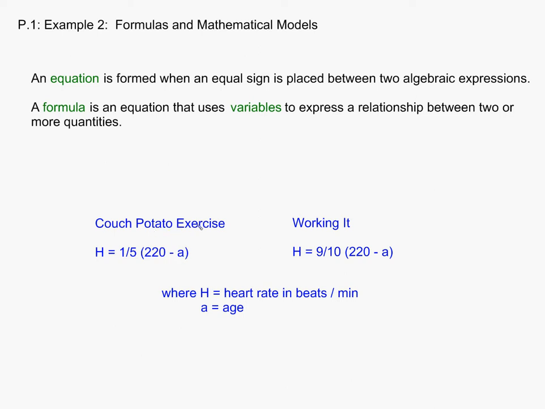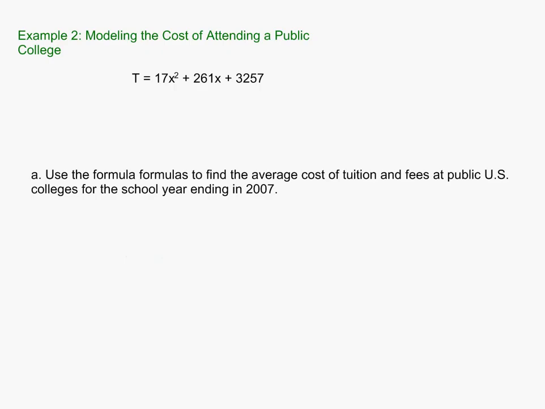So the formula looks at finding the heart rate based on someone's age. And in the couch potato exercise, you can see that the heart beats are working at only 1/5 of the age, and in working it, you're at 9/10 of your heartbeat for 220 minus your age. So let's see how this works. Let's look at the second example. Example 2, modeling the cost of attending a public college. So they give us this formula, and there are two variables.